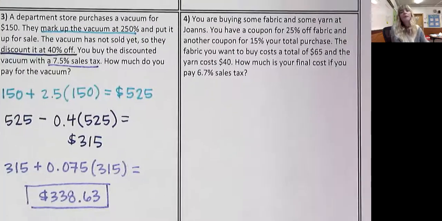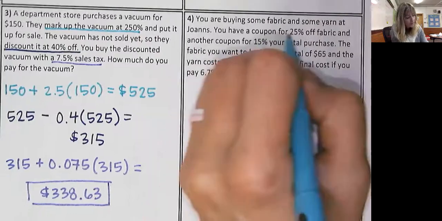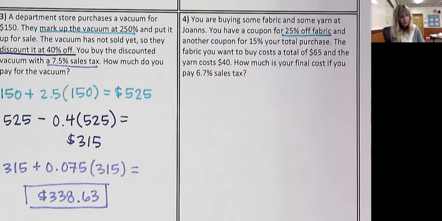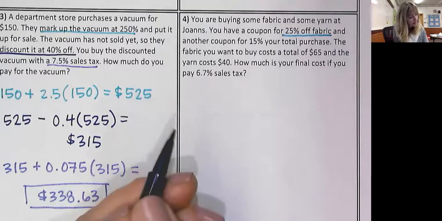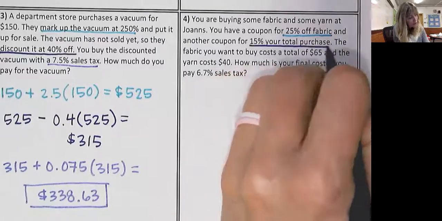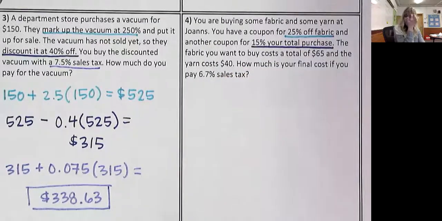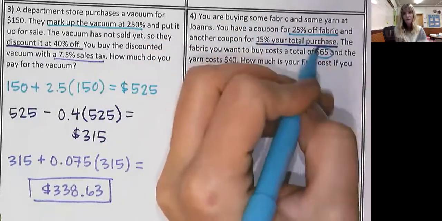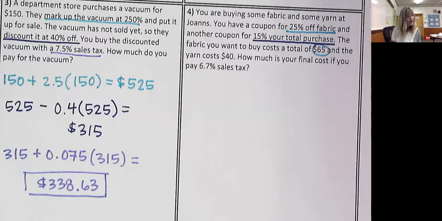I'm going to read to you number 4. You are buying some fabric and some yarn at Joann's. You have a coupon for 25% off just the fabric. Joann's works like this a lot. And another coupon for 15% off your total. Ooh, this is tricky. The fabric you want is $65. That's going to go along with the fabric purchase. And the yarn that you want is $40. That's going to be part of the total. How much is your final cost if you pay? And this is going to be a totally different thing.